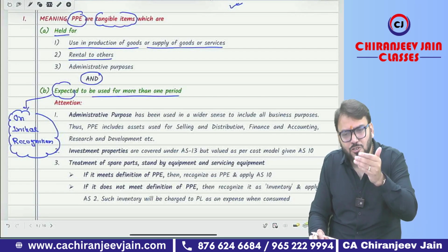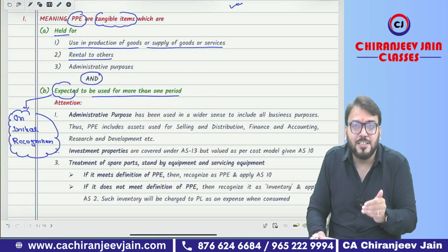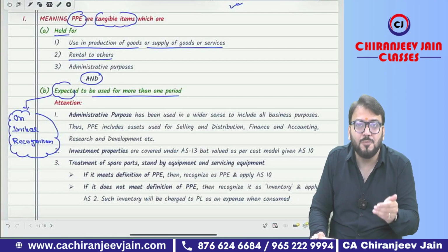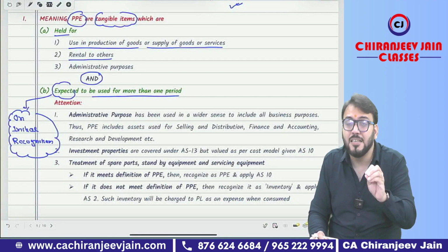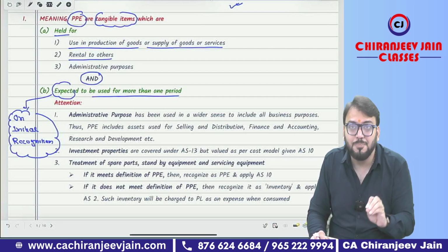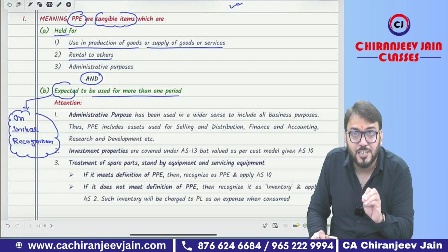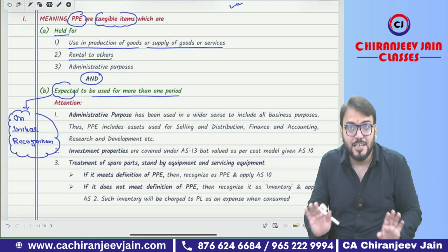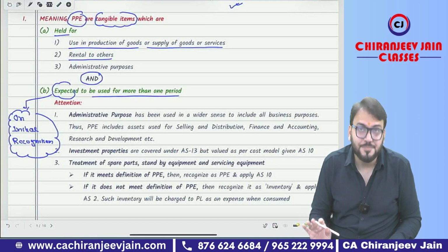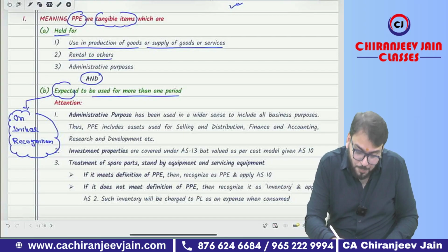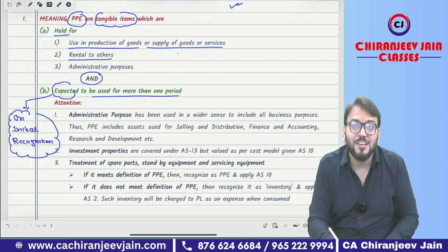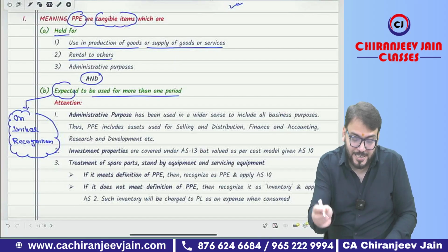But any item which you have purchased and your expectation was that it can be used only for 6 months, 7 months, 8 months, it means it will not meet the definition of property, plant and equipment. Got this point? Are you able to understand? So both the conditions need to be satisfied.